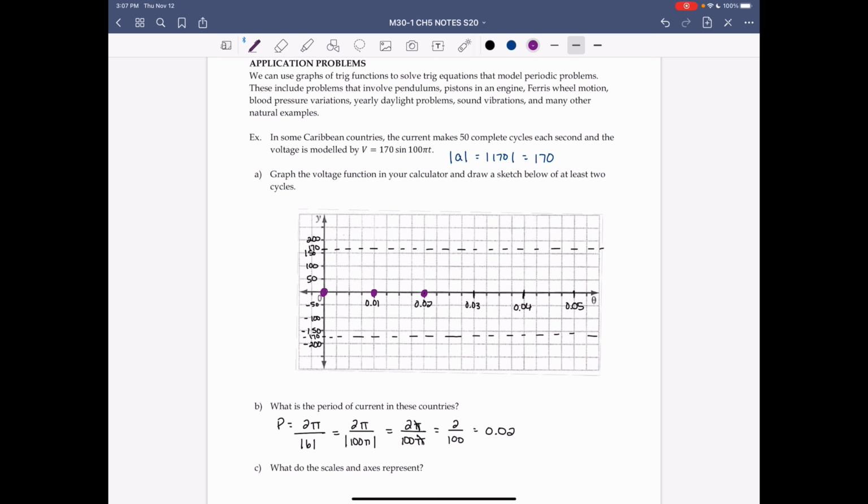The sine function from 0, 0 goes up to a max and then comes back down to the x-axis. This function's going the same direction because it has no shift, and a and b are both positive. Then halfway between my first two x-intercepts, I have a point at the max. And halfway between my next two x-intercepts, I have a point at the minimum. Then I can join those points together to get the first cycle.